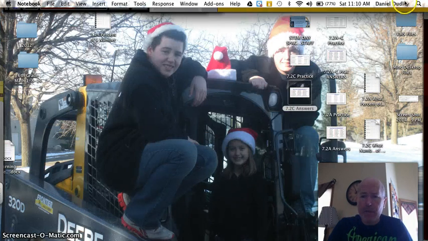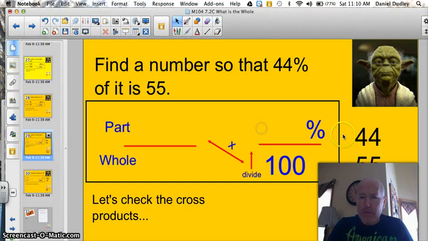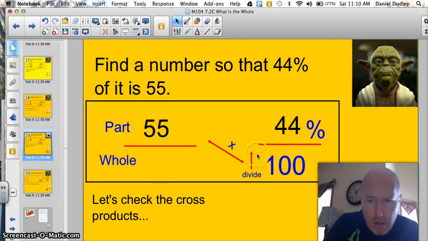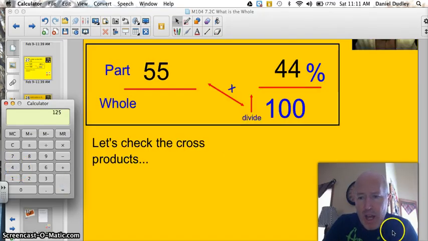Okay, let's see how you did. There we go. We got 44% of a number that we don't know. And that part of it is 55. So 55 is 44% of some number. So let's get the old calculator out again. And we got 55 times 100, so that's just going to be 55 and then 100. And we're going to divide that by 44%. Divide by 44 is 125.